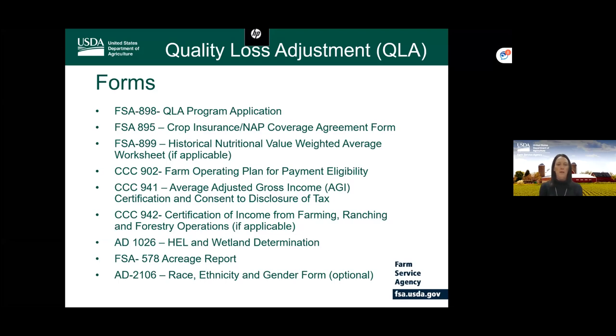You also need to have a CCC-902 on file, which is the farm operating plan for payment eligibility, the 941, which is your adjusted gross income certification, the 942 if you need to certify that 75% of your income comes from farming and ranching, and the AD-1026, which is the form that we have you certify that you're in compliance with highly erodible land and wetland determinations.